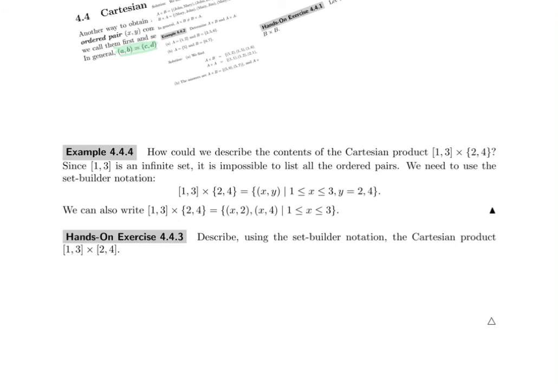Another way to do it, since the second set is finite, is you could say it's the set of (x, 2) and (x, 4) such that 1 is less than or equal to x, which is less than or equal to 3. Now you're going to try this hands-on exercise. Notice the subtle differences in notation as you try to use set builder notation the way we did in this example to express the Cartesian product of these two intervals. Try that before you watch the next video in the series.